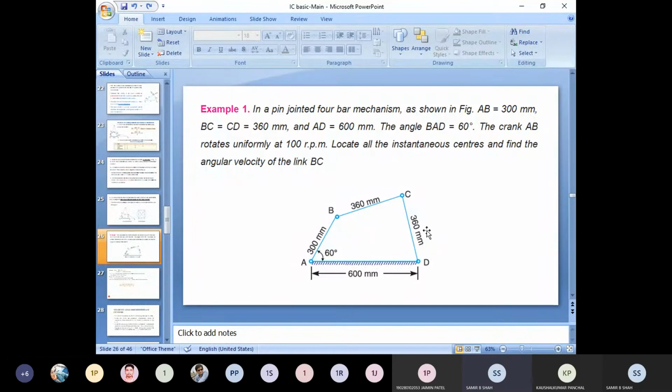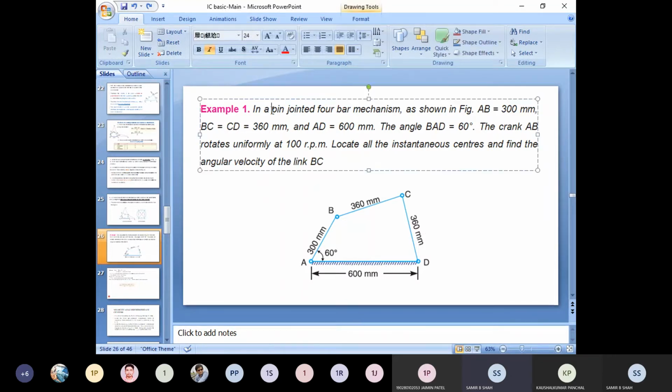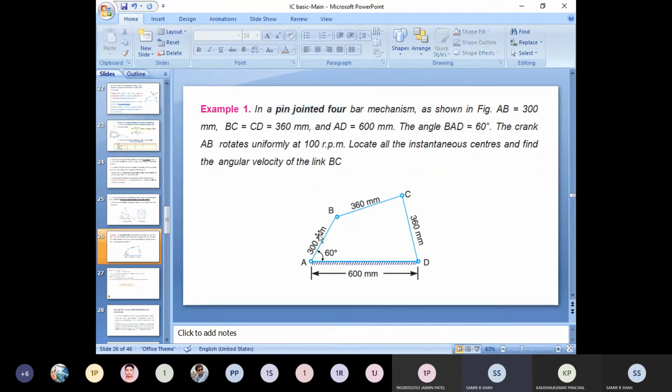Same problem. If you have the notebook, or any book, then start to draw as per the data. I will just read the data, so it's easy for you. In a pin jointed four-bar mechanism, they may mention initially that it is pin jointed. Okay, so no issue with what kind of joints are there.